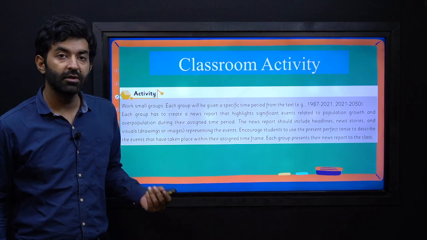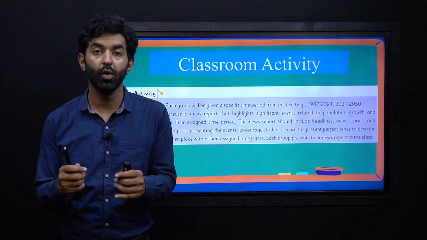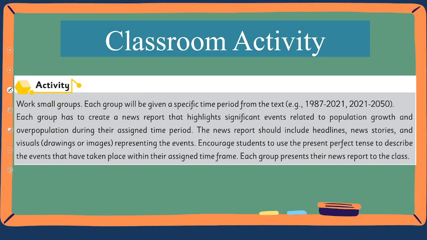Students, for your classroom activity, now that you're going to pause the video and do this, let me introduce you to working in small groups. So you can be divided into different groups. Each group will be given a specific time period from the text. For example, 1987 to 2021, 2021 to 2050.